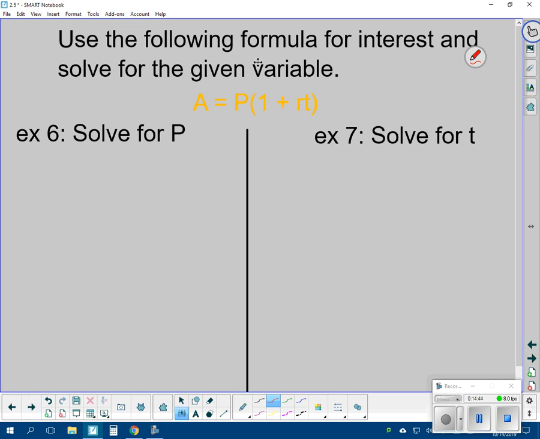Okay, we've got a formula for interest, like interest at the bank. Solve for the given variable. So here's the formula, A equals P times (1 plus rt). We want to solve for P. So I'm going to rewrite that formula, and I am going to circle what I am solving for.